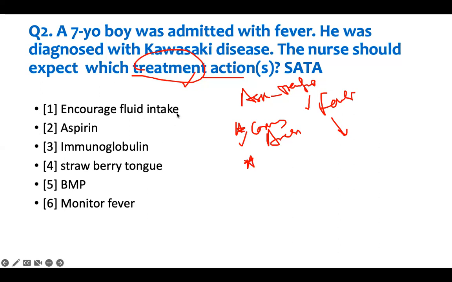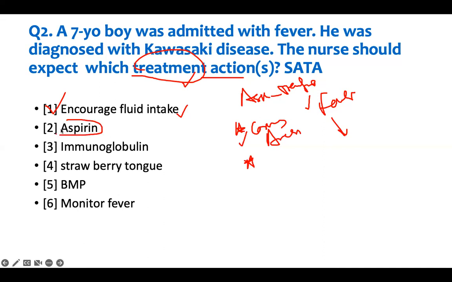Encourage fluid intake. Yes, because of the fever, the kid is dry, his mouth is all sore, he doesn't want to drink anything. You've got to improve that. You've got to force them to drink. Or you can give them some IV, but usually they can drink. So you can force them. The more they drink, the better they feel. So encourage them to drink.